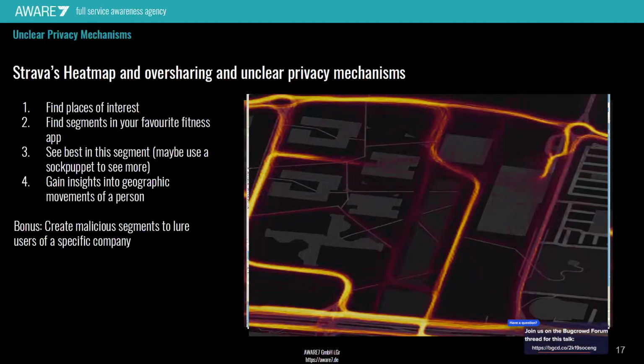So we can create our malicious segment here by uploading a GPX file, and then by the time they start commuting home and they activate the app, we will directly see them in our segment, and who they are, and then depending on what information they share with the app, we see all the types of information that I mentioned earlier.